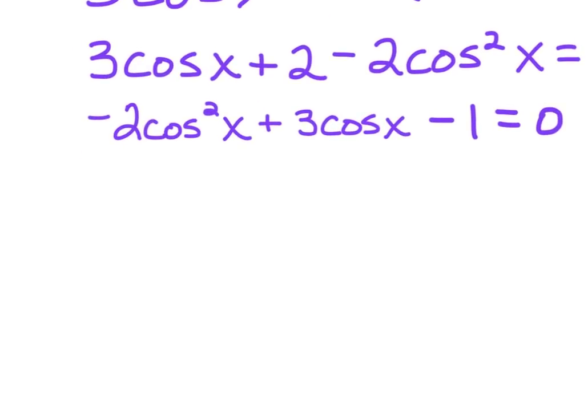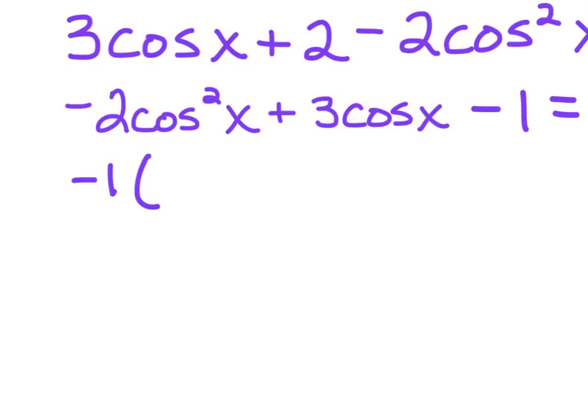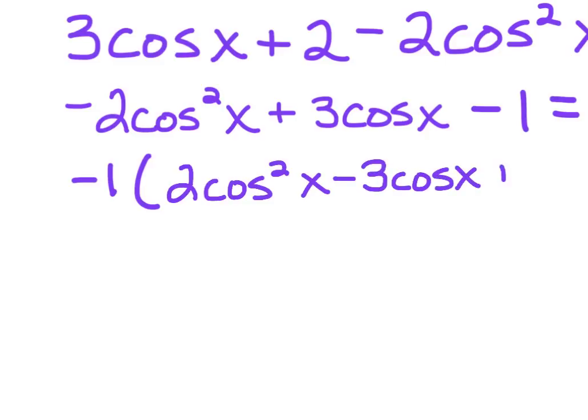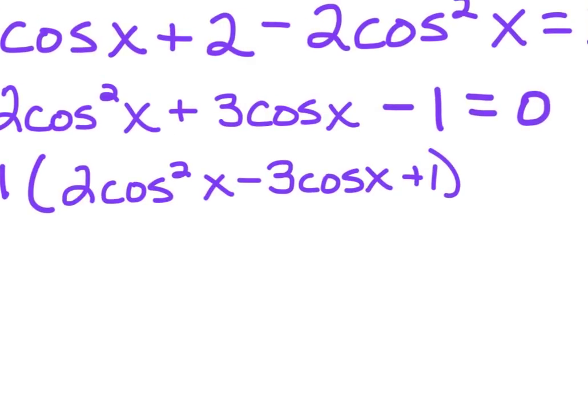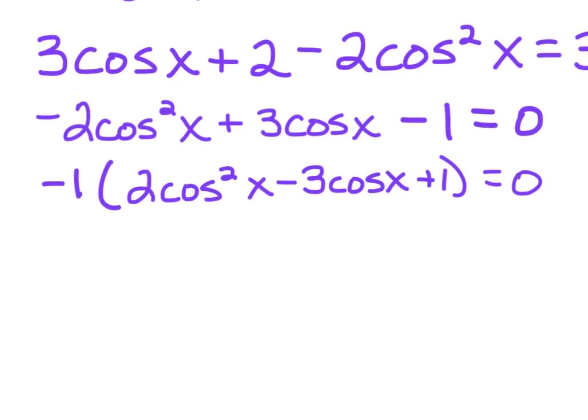Now remember that it's tricky to factor a leading coefficient that's negative. So I like to divide out the negative. And so now what I have inside my parentheses is a positive leading coefficient, minus 3 cos of x plus 1, all of that still equal to 0. And now I'm going to factor just what's inside the parentheses.